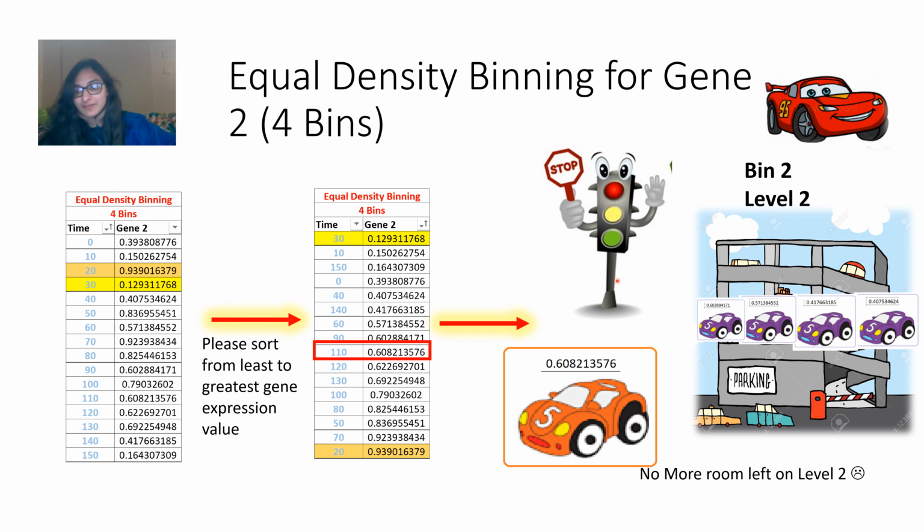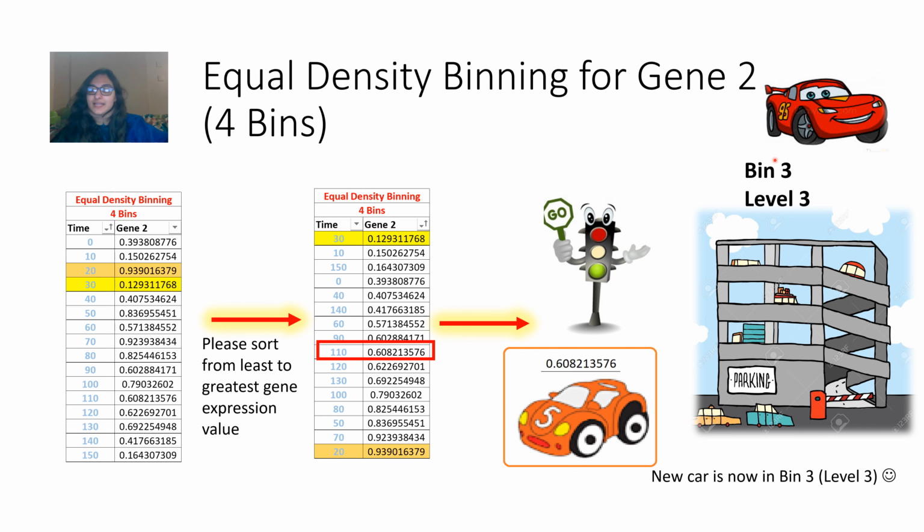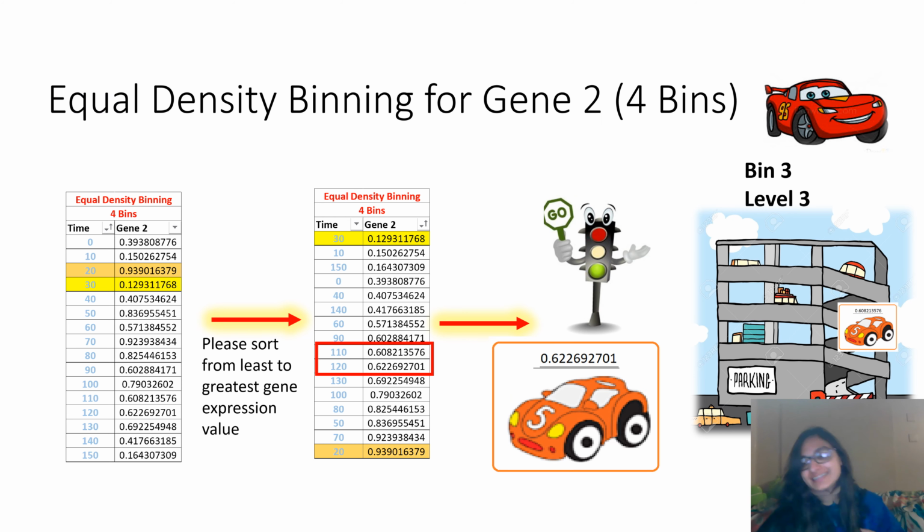So every 4 are allowed, and then the stop sign comes and you can't go. Now the level has changed to level 3. This one is going to be the start of bin 3, so it's now allowed to go onto bin 3. Similarly, we also have this next car, which is 0.622, and it's also going to be allowed on the level.